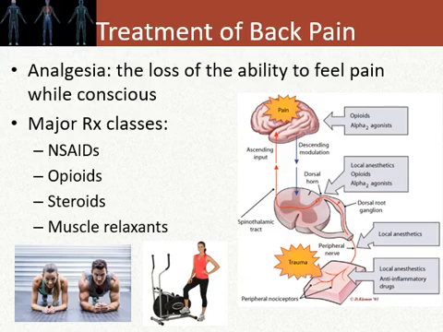Understand that when we talk about pain, we're looking at several different targets. We're looking at opioids and alpha-2 receptors within the brain. We're looking at localized anesthetics as well as opioids and alpha-2 agonists within the periphery, as well as using some of these anti-inflammatory drugs further down. And so the major drug classes include NSAIDs, opioids, steroids, and muscle relaxants. And of course, not in that order. They were just off the top of my head.